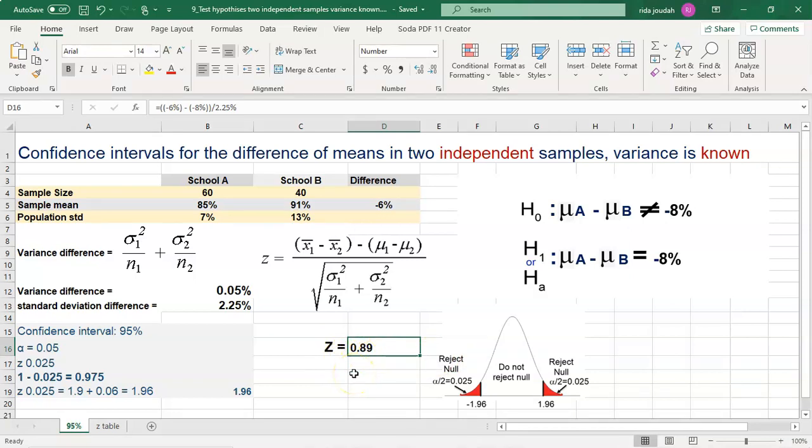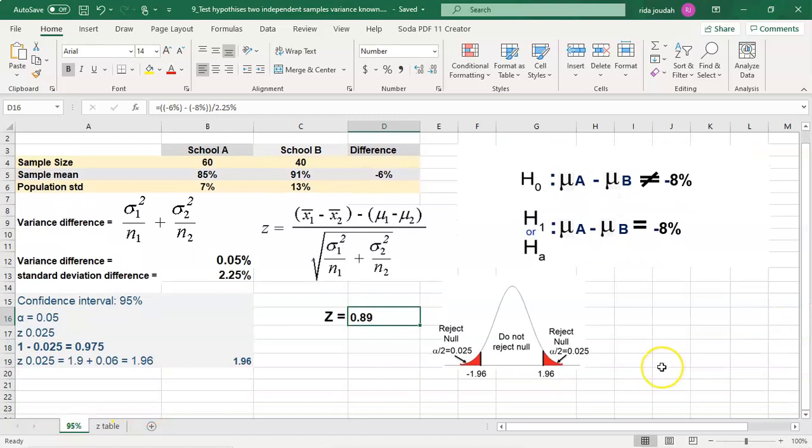And because we are testing this hypothesis at the 95% confidence level, and it is a two-tailed hypothesis, we are going to use Z alpha over 2, which is Z 0.025, which equals 1.96. So let's see if we are going to accept or reject the hypothesis. We have 1.96 on the right and minus 1.96 on the left. And the value we found is 0.89, which is located in this area where we don't reject the null, we accept the null. That means we don't have significant evidence that students in school B outperform students in school A.